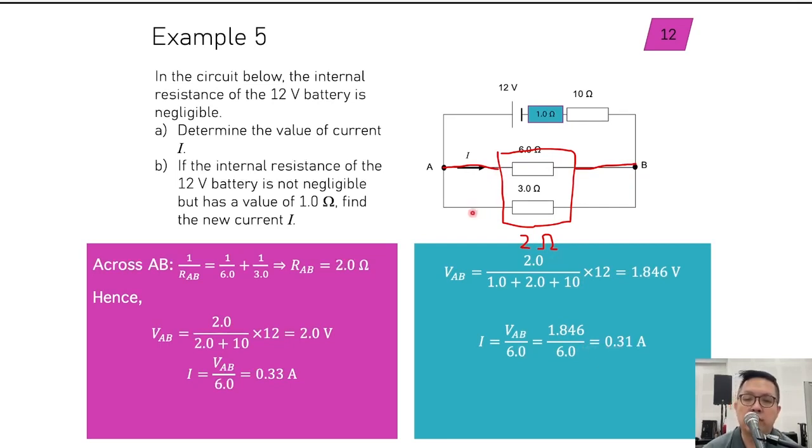Okay, be careful not to use 3 ohms here, because the current going through the top branch is not the same as the current going through the second branch here, right?